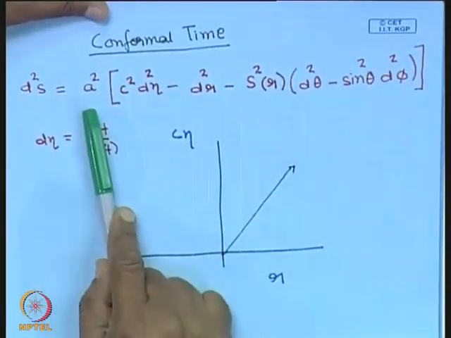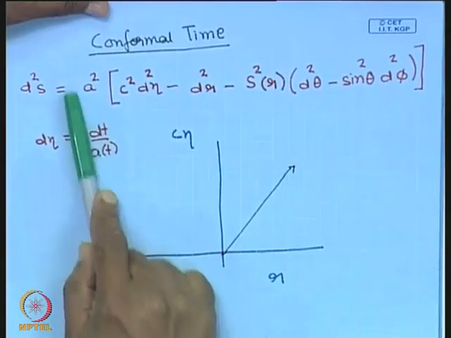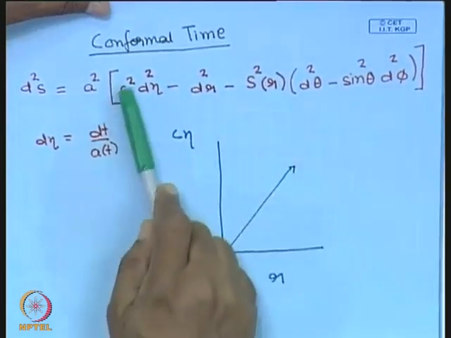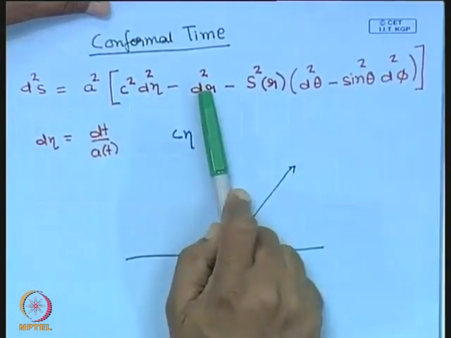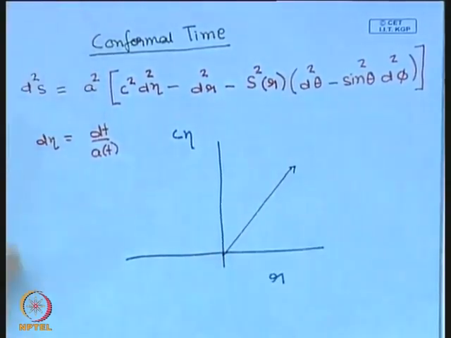We have the scale factor squared outside, which is a conformal factor, and inside we have c squared d eta squared minus dr squared minus s squared r times the line element due to the angular displacement. Now I had also pointed out that the main advantage of conformal time is that it provides a very convenient way to look at the propagation of light in a space-time diagram.